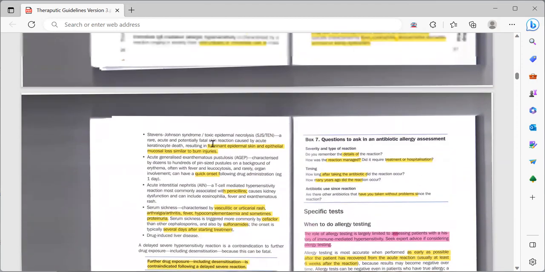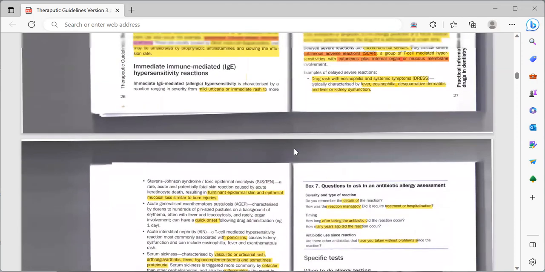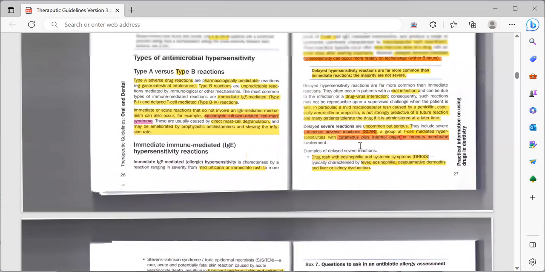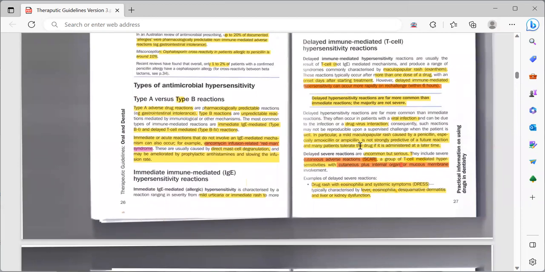I will tell you about any particular things regarding these reactions, but they do not generally ask questions in detail about these reactions. It is just for your knowledge, so you can get an idea. Delayed hypersensitivity reactions are far more common than immediate reactions. The majority are not severe.